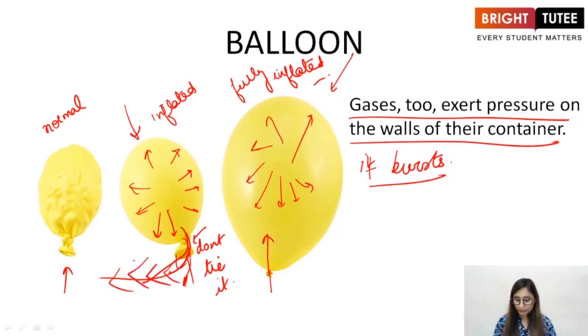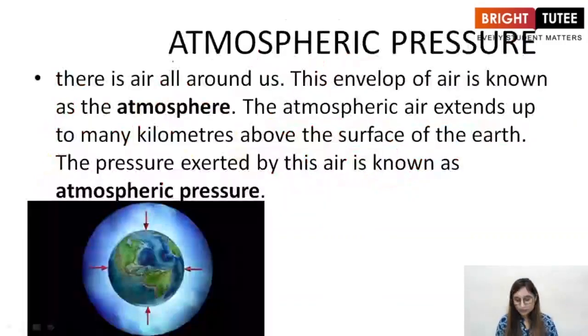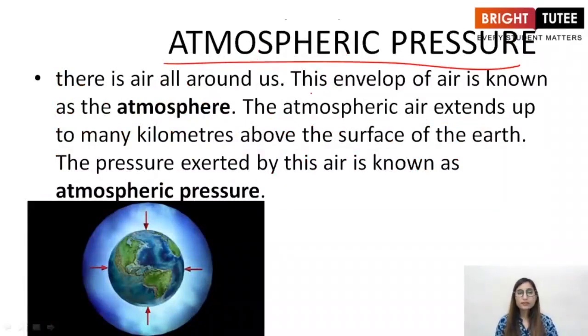This was explained by this activity, that when you do not tie the end of the balloon, the gas that you have filled inside immediately escapes out, because it applies pressure. If it is closed, it remains inside and applies equal pressure on all the sides. But when it is opened, it flows out suddenly, because it is continuously exerting pressure on the surface. So we have learnt till now that gases and liquids exert pressure on the walls of their container. Now, atmospheric pressure. Let us start.